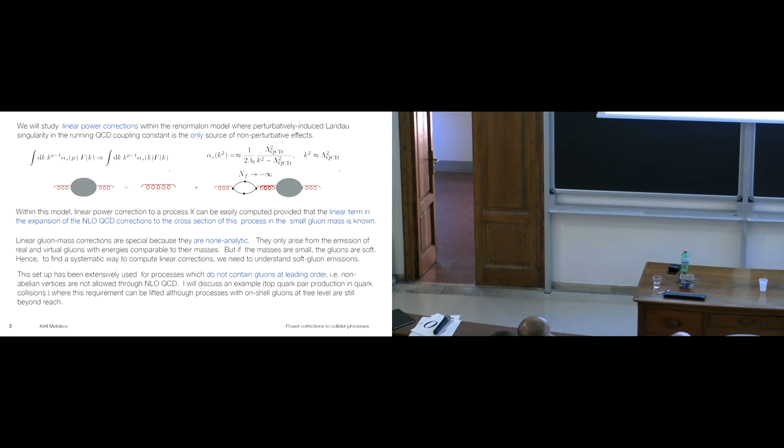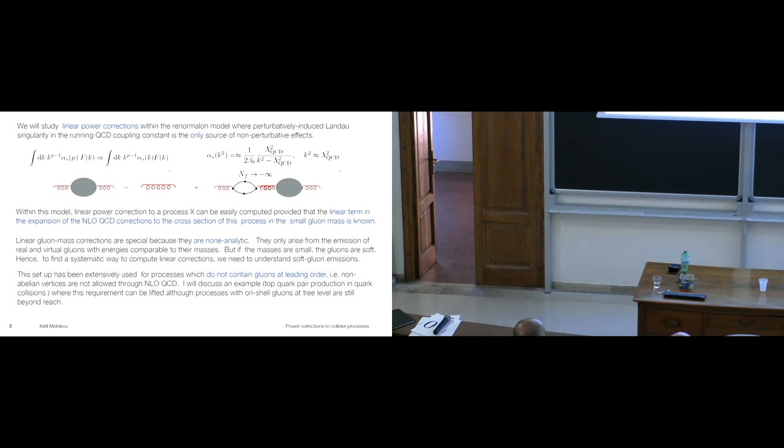What is important for me is that within this model, if you go through the technicalities of this construction, you can figure out that you can get linear power corrections to a particular process X if you understand the linear terms in the expansion of the next-to-leading order QCD corrections to the cross section of this process, or a particular observable, in the small gluon mass. So you see this in this formula. If you expand around the Landau pole, you see that lambda QCD plays the role of the gluon mass. And this propagates into this statement over here.